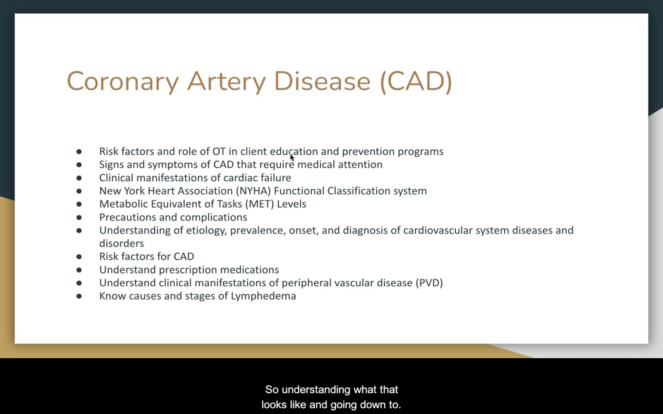So understanding what that looks like and going down to understanding prescription medications, what those medications look like and how they impact the body. Understanding just the etiology and how a cardiovascular system disease is diagnosed, what its onset is, what its prevalence is, and its etiology. And really all of that will tie back into the education and prevention programs for health and wellness that we do as occupational therapists.